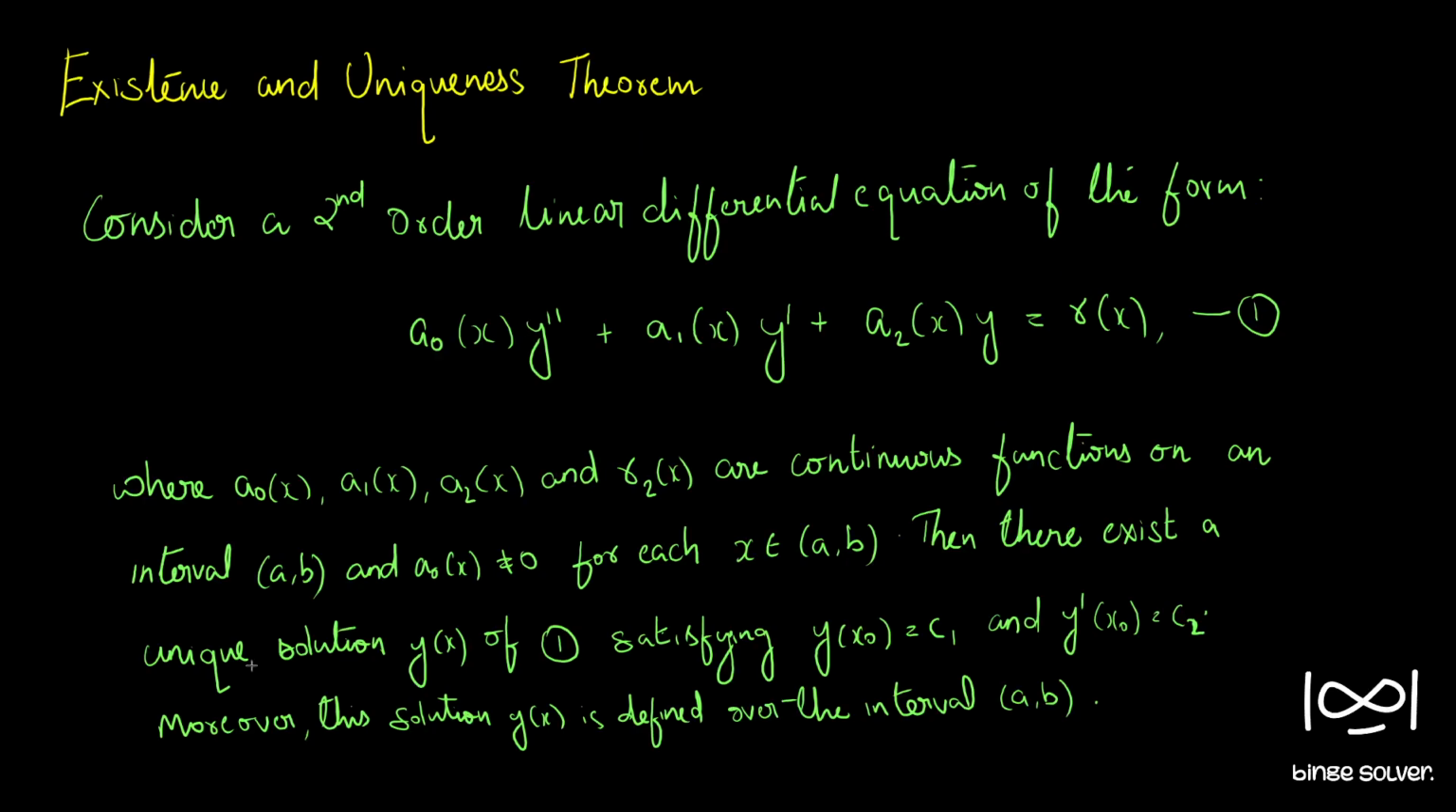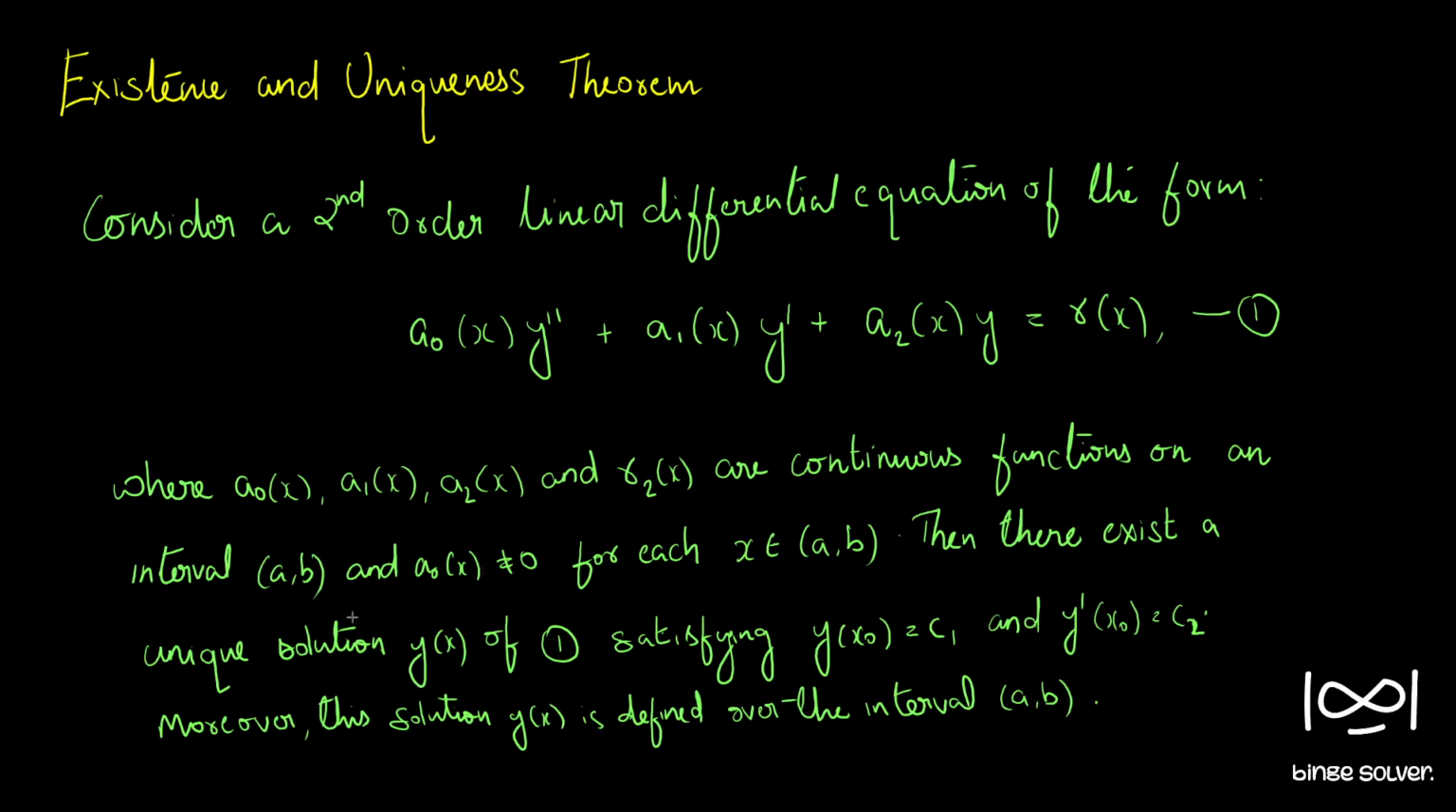For simplicity, I will just go through the existence and uniqueness theorem once. The theorem states that for a second order linear differential equation of this form, a0(x) y'' + a1(x) y' + a2(x) y = r(x), where a0, a1 and a2 are continuous functions on an interval (a, b), and a0(x) is not equal to 0 for each x element of (a, b) — this is the condition that failed in our example — then there exists a unique solution y(x) of equation 1 satisfying y(x0) = c1 and y'(x0) = c2, defined over this interval. So this is what the existence and uniqueness theorem states.